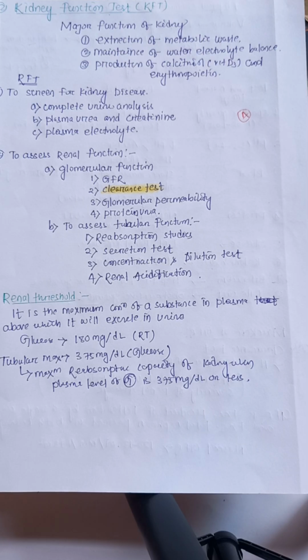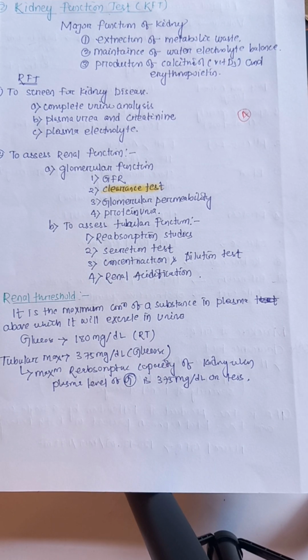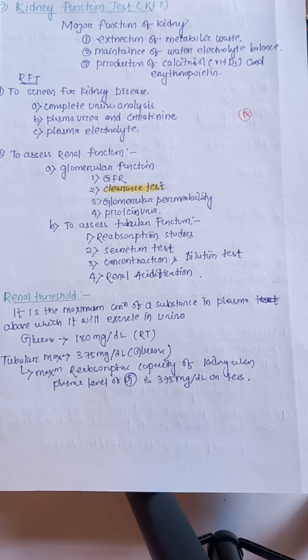Let's see kidney function, or the RFT, renal function test. The major functions of the kidney are excretion of metabolic waste, maintenance of water and electrolyte balance, and production of calcitriol and erythropoietin. So let's see what RFT is. To screen for kidney disease, complete urine analysis is done, along with plasma urea, creatinine, and plasma electrolytes. These are the screening tests for kidney disease. In complete urine analysis, you will calculate the total protein excretion. Like this, all tests are done for the complete screening.